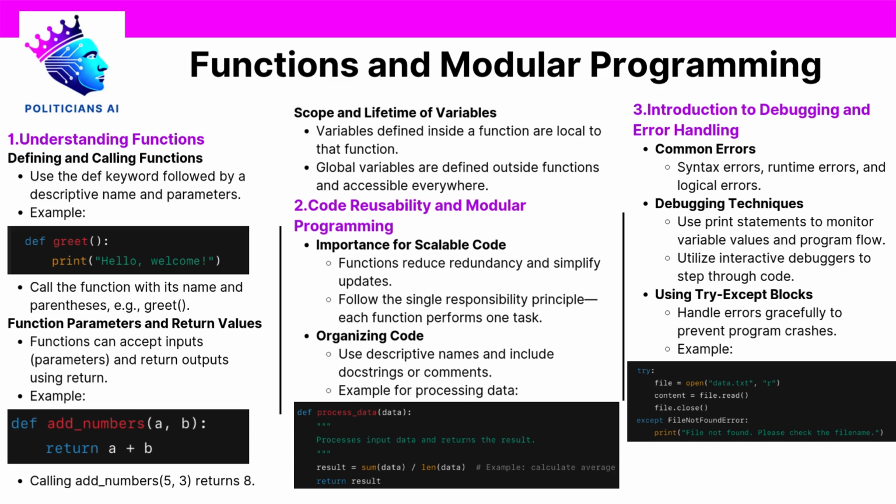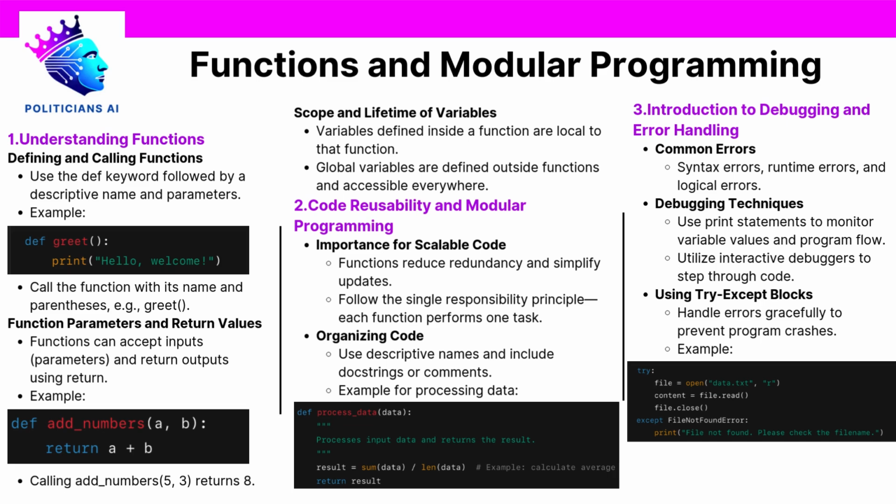Variables created outside of any function are called global variables. They can be used anywhere in your program. But you have to be careful. Changing a global variable inside a function can cause confusion. That's why it's often better to pass values into functions using parameters and get results using return values. To summarize, local variables stay inside the function, while global variables are available everywhere. Understanding this difference helps you avoid errors and write cleaner code.